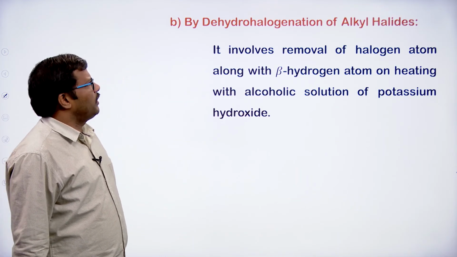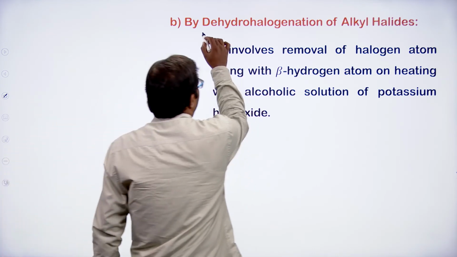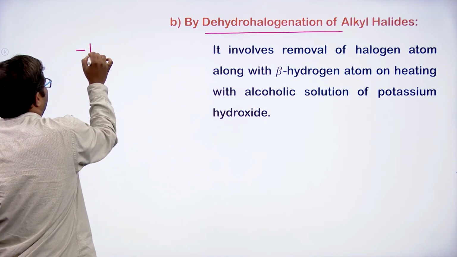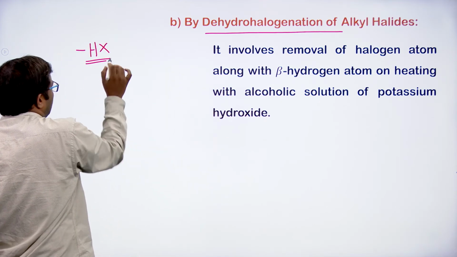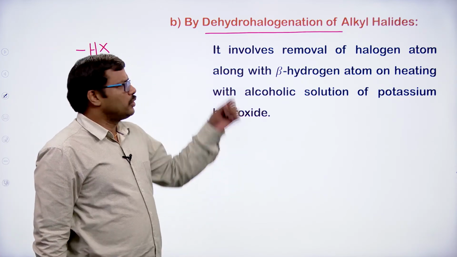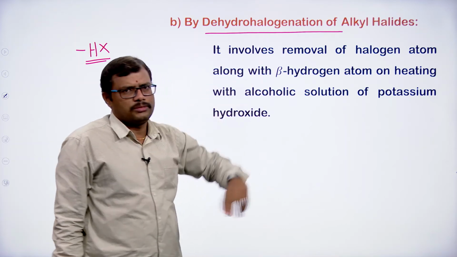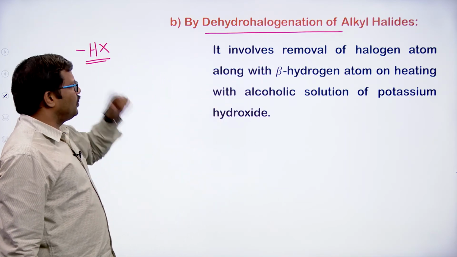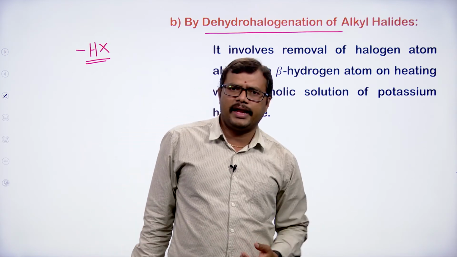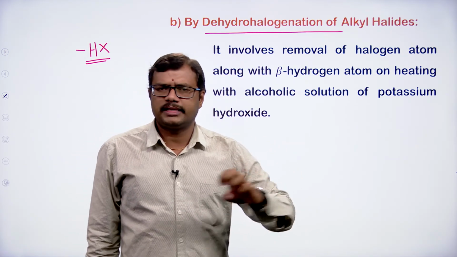Yeah, we have one more method of preparation of alkenes, that is dehydrohalogenation. Here hydrogen as well as halogen both are lost. Dehydration means loss of water molecule. So here, in dehydrohalogenation, hydrogen and halogen both are removed. Dehydrohalogenation takes place from alkyl halides, and it produces alkenes as a major product.